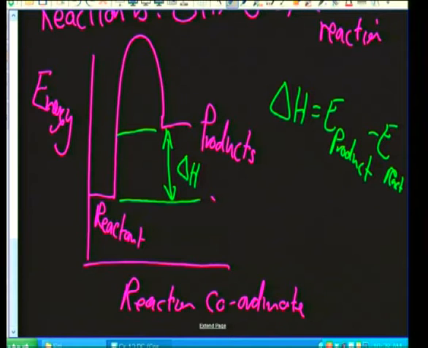And if you read off the value over here, you can see that the product here is going to have a higher value. So that's a higher value. And if we subtract from a higher value the lower value for the reactant, you're going to get a positive. And this is an endothermic reaction.